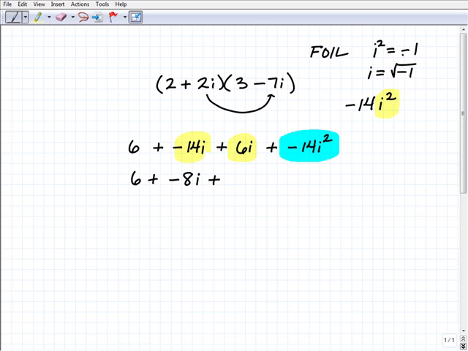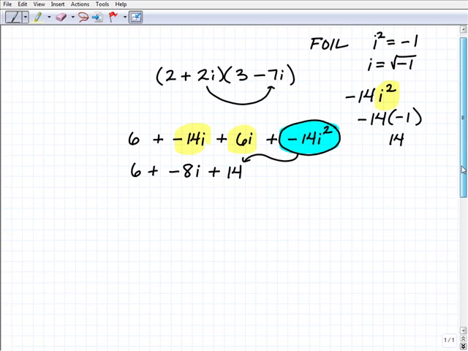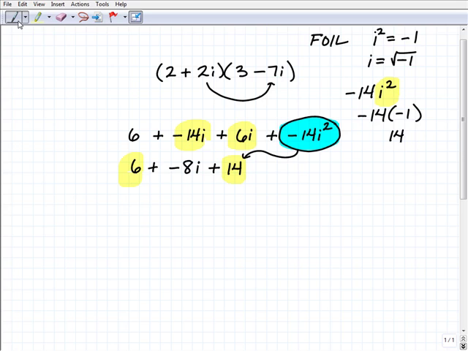So i squared is equal to negative 1. Therefore, negative 14i squared is really negative 14 times negative 1. Negative 14 times negative 1 is, of course, a positive 14. So don't let this fool you here. This negative 14i squared is really a positive 14. Let's write that right here. Now let's go ahead and simplify this further. I can add these real numbers here, 6 and 14, and that'll give us 20. So now we have 20 plus negative 8i, and we're done.